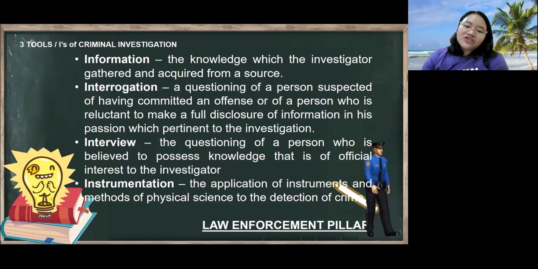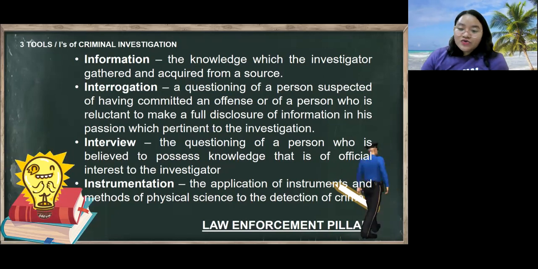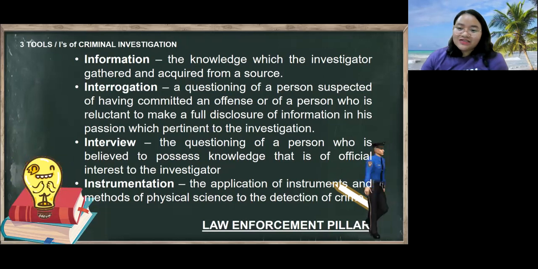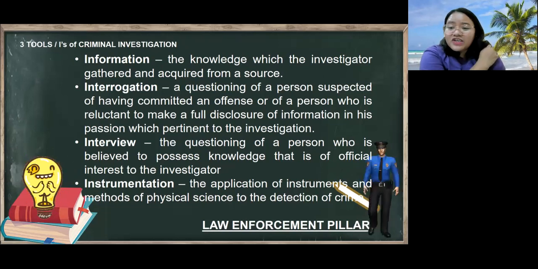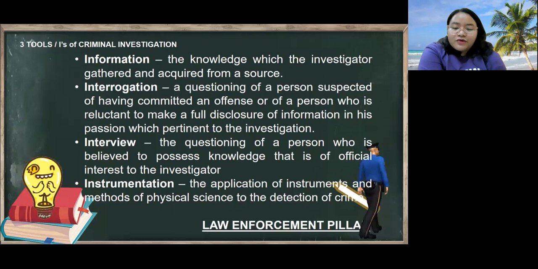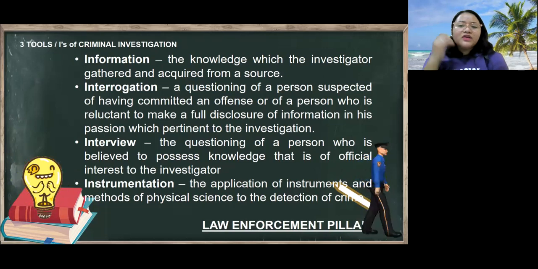And instrumentation, on the other hand, is used in investigating a criminal or trying to apprehend the perpetrator. Instruments are being used, such as the lie detector or the polygraph machine, which tries to know if the person is lying or not. Although there are a lot of applications of instruments for the detection of crime. If the person is lying or not, they may use this polygraph machine.